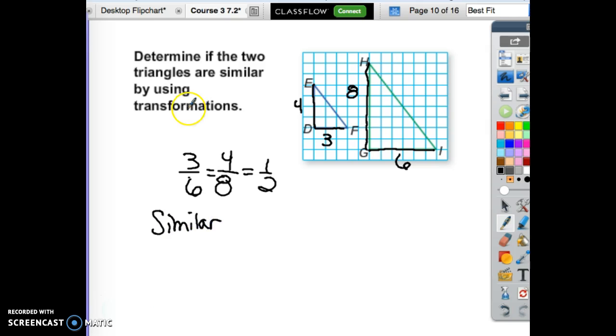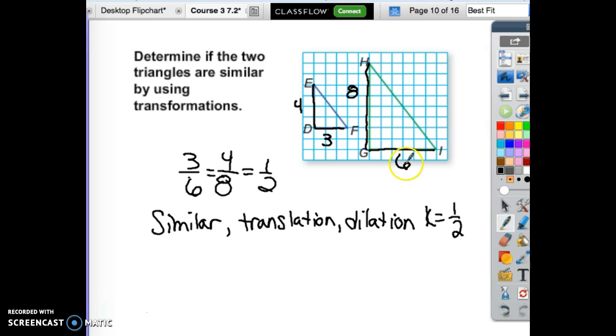The transformations that occurred, it looks like maybe there was a translation because it just was slid over, and then there was a dilation because they're similar. We could be more specific and say there's a dilation with a scale factor of 1/2 based on the way we wrote it. Now, if we would have started with the big triangle and done 6/3, 8/4, that would have changed our scale factor to be 2/1 or just 2.